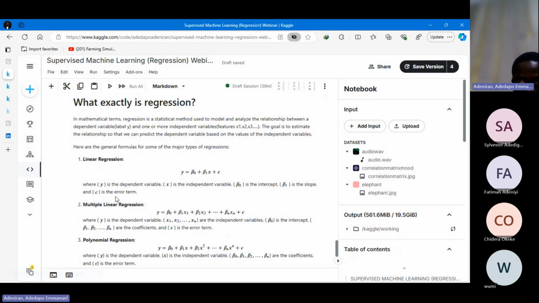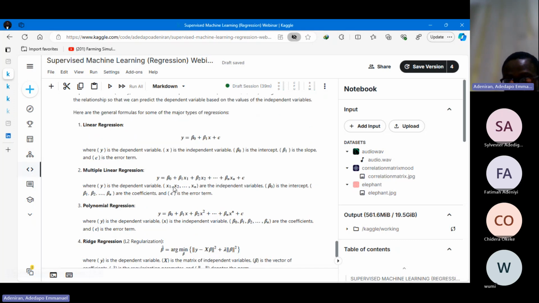There's also multiple linear regression. Multiple linear regression is just when we have multiple independent variables trying to predict a single dependent variable. So of course, we are going to have our intercept here, which is our bias in a machine learning model. And we are also going to have our b1, b2, and so on, all the way to bn, which are our weights in a machine learning model, or called slopes in mathematical terms.